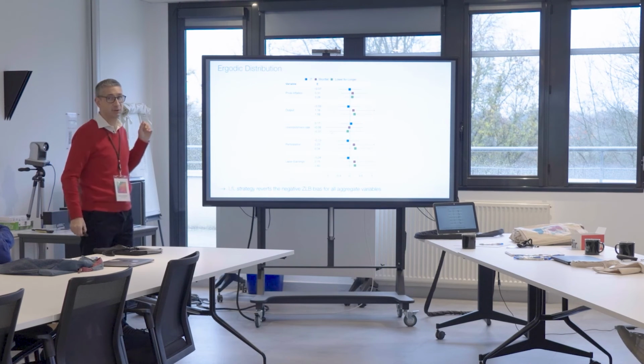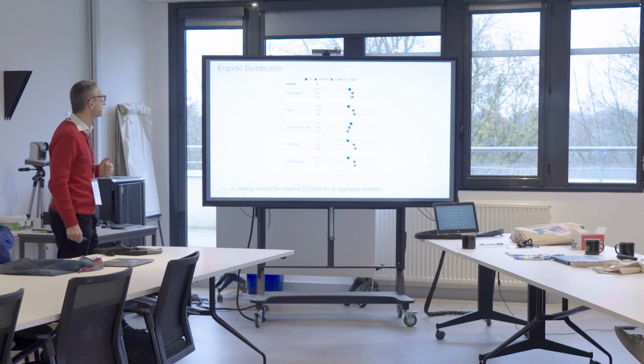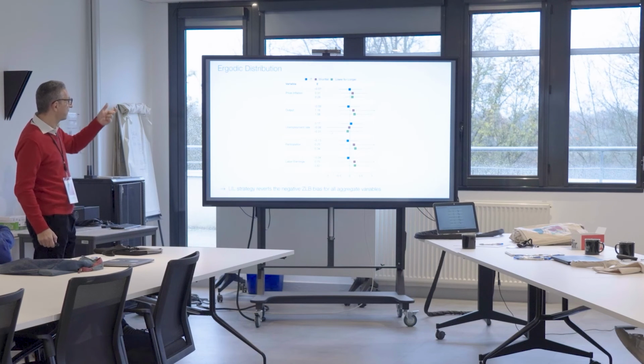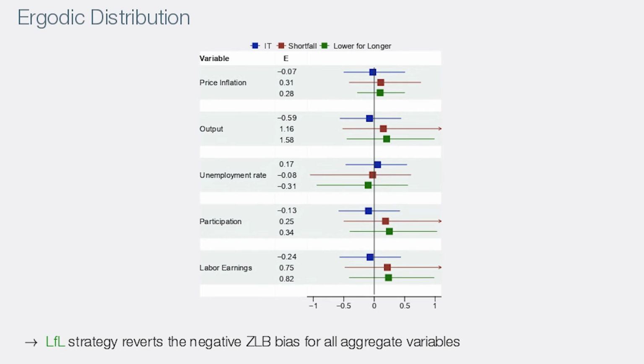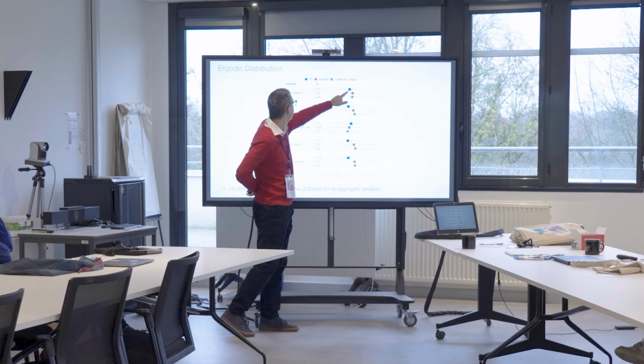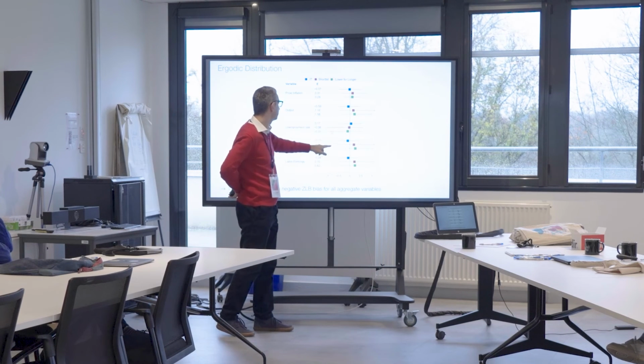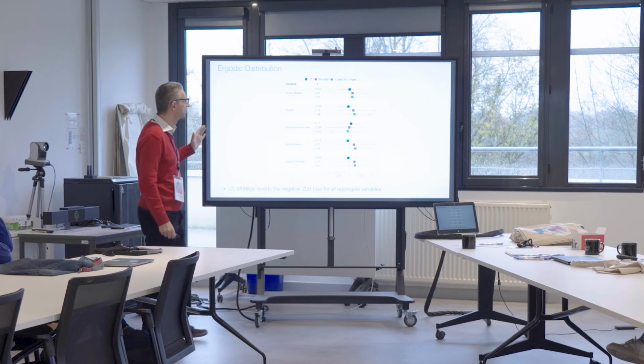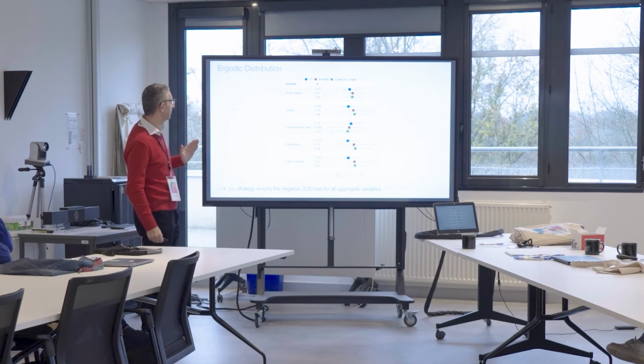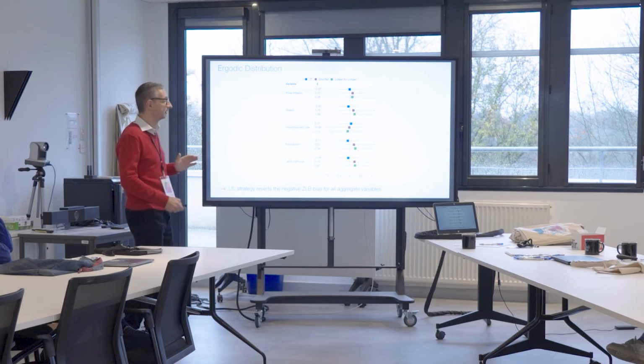Here we're running a very long simulation, so we're getting the ergodic distribution. What I'm going to show you here are the averages, and essentially the 90-10 of the ergodic distribution for inflation, output, unemployment rate, participation, and labor earnings, under the 3 rules: the IT, the shortfall, and the lower for longer. What you should see here is that all these rules revert the negative contractionary bias of the ZLB for all the aggregate variables. This is relative to steady state. There is a small but negative inflation bias, a sizable negative output bias, a positive bias for unemployment rate, and negative for participation and labor earnings. What these rules do is generate gains in all these outcomes that revert the bias of the ZLB.